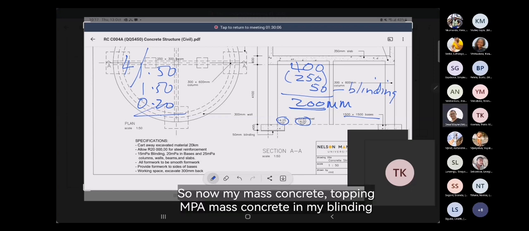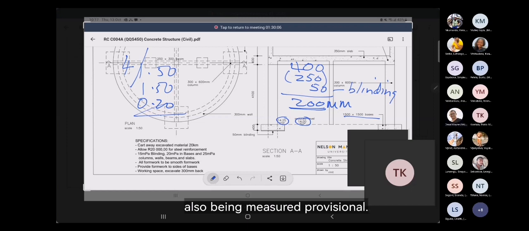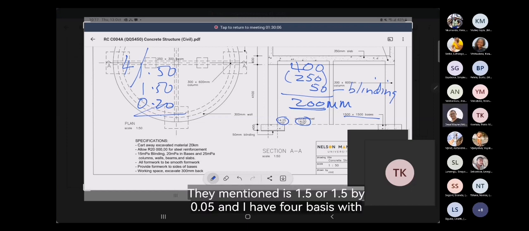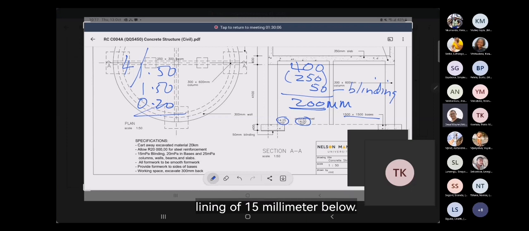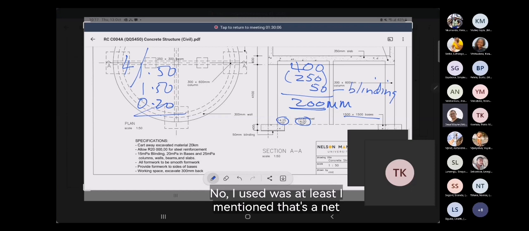So now my mass concrete, 15 MPa mass concrete in my blinding, also being measured provisional. Dimension is 1.5 by 1.5 by 0.05, and I have 4 bases with blinding of 50 millimeter below. My 20 MPa reinforced concrete in bases times 1.5 by 1.5 by 0.4. Now I use that because that is a net dimension. I do not have to excavate for that. I've already excavated, gone down 200 millimeters in my excavation.